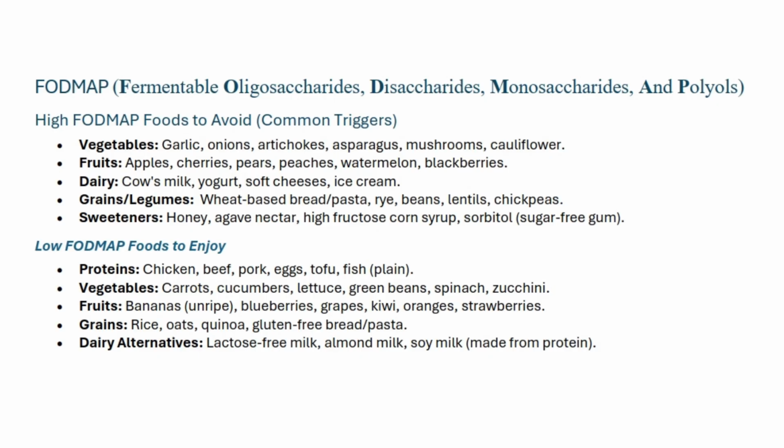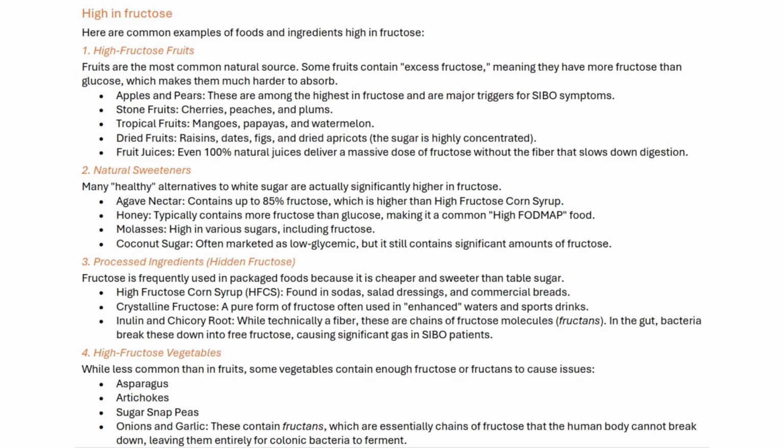Conversely, low FODMAP foods that are generally safe to consume include proteins such as chicken, beef, and tofu. Vegetables like carrots and spinach. Fruits such as unripe bananas and blueberries, grains like rice and quinoa, and dairy alternatives including lactose-free milk and almond milk. Fruits are a significant source of fructose, with apples and pears being particularly high and often triggering SIBO symptoms.